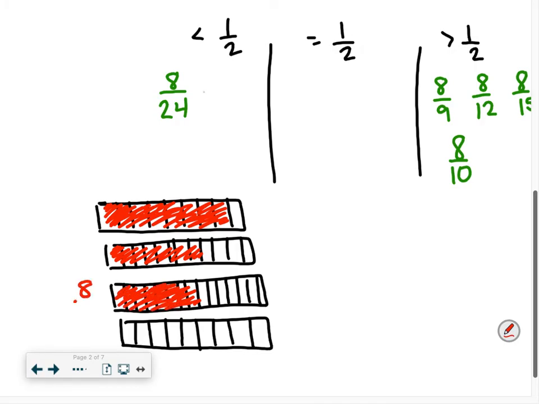So this was 8 15ths. This is 8 12ths. 8 30ths. 8 9ths.